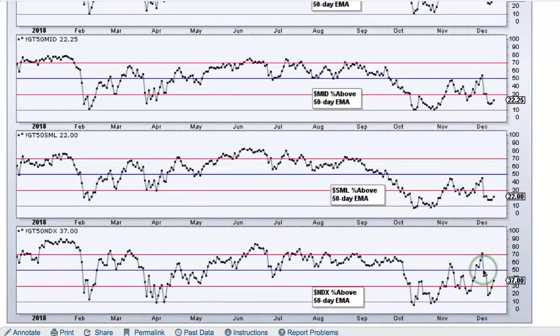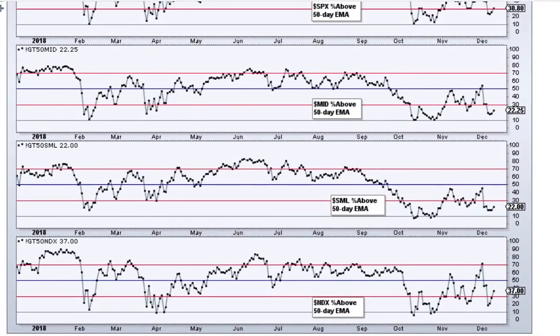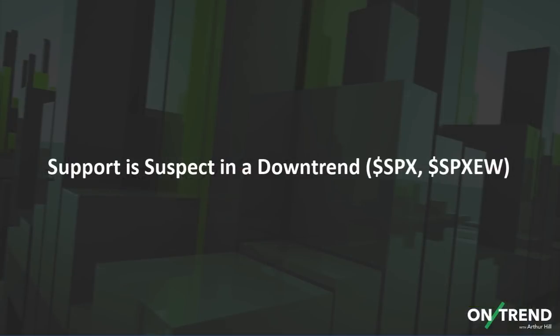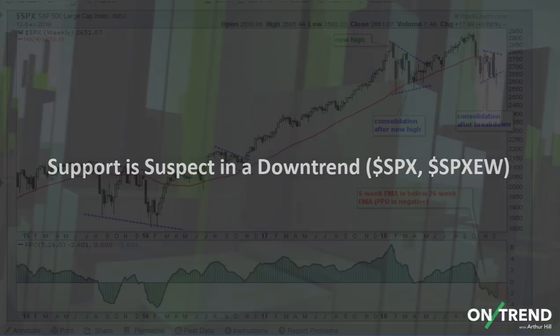And then when we look at small caps and the NASDAQ 100, we can see a similar picture emerging. All right, less weakness from October to mid-November, and then more weakness from late November to early December because we had lower lows in the percentage of stocks above the 50-day. So that tells me there's still a lot of underlying weakness within these indexes. If the trend is down, then we should expect support levels to be broken.